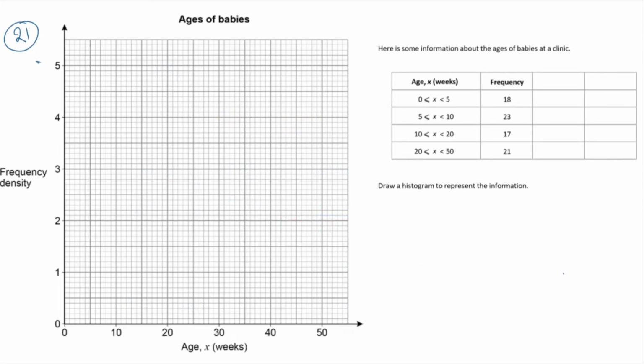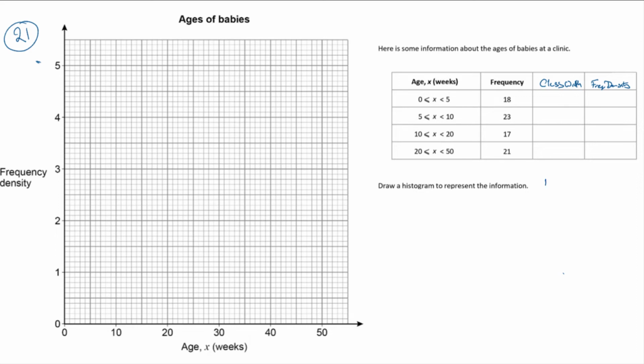Question 21. Here is some information about the ages of babies at a clinic. And we've got ages from 0 to 5, 5 to 10, 10 to 20, and 20 to 50 weeks, and their frequencies. We're asked to draw a histogram to represent the information. Now, to draw a histogram, we need frequency density, and to find frequency density, we need class width. So that's what the two extra columns on the table are. So we're going to make class width 1, and frequency density is the other one.